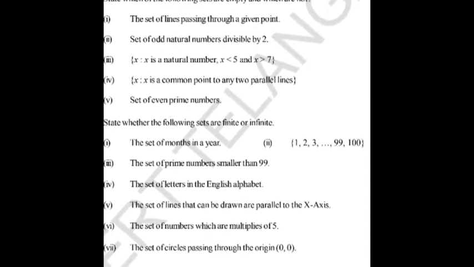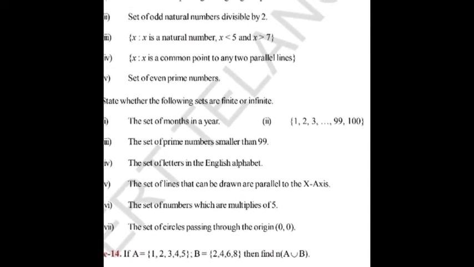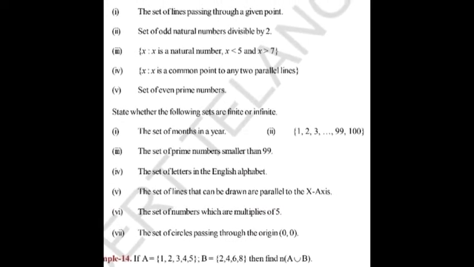Fourth one, x is a common point to any two parallel lines. If we take a railway track, the two lines are parallel. Is there any common point on the railway track? That means two parallel lines. There is no common point to the parallel lines. So it is an empty set. Okay. Set of even prime numbers. What are the prime numbers? 2, 3, 5, 7, 11, and so on. In that, 2 is the even prime. So there is one element. It is not an empty set.